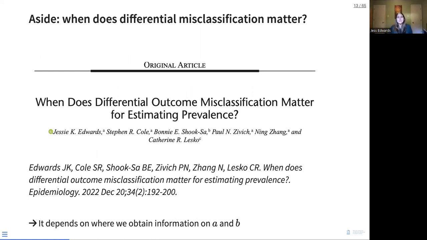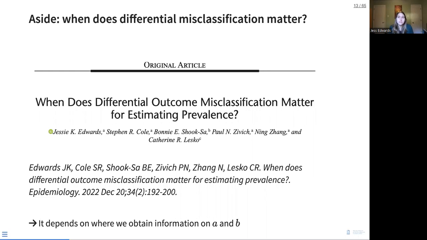Now, this exercise got me thinking about what it means if you're in a single sample where we haven't imposed any interventions. What does it mean to allow outcome misclassification to be differential over time? A bunch of us got thinking about this and wrote this paper in Epidemiology looking at how differential outcome misclassification matters or doesn't for estimating prevalence. We just use prevalence here to avoid dealing with the whole risk function. And what we found is that the extent to which differential outcome misclassification matters in a single sample problem depends on where you're getting your information about A and B, or sensitivity and specificity.